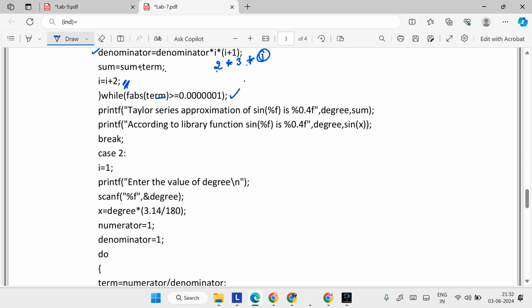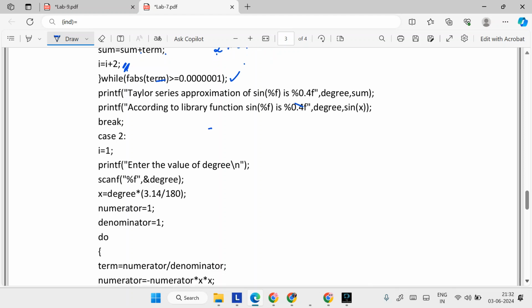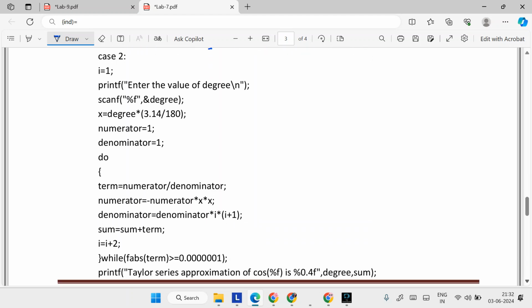Next is about cos x. Okay, the cos x approximation goes like this. Cos of x is 1 minus x to the power of 2 by 2 factorial plus x to the power of 4 by 4 factorial, then minus, and so on till the value reaches 0.